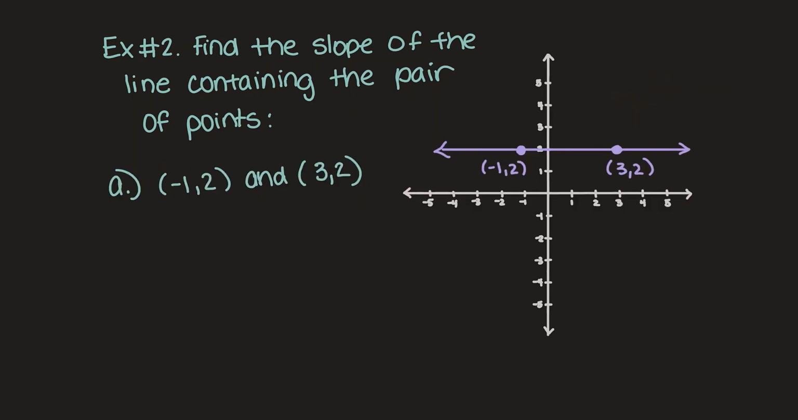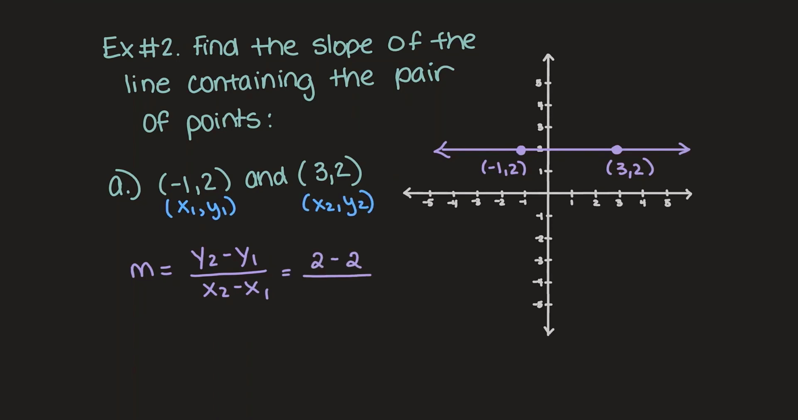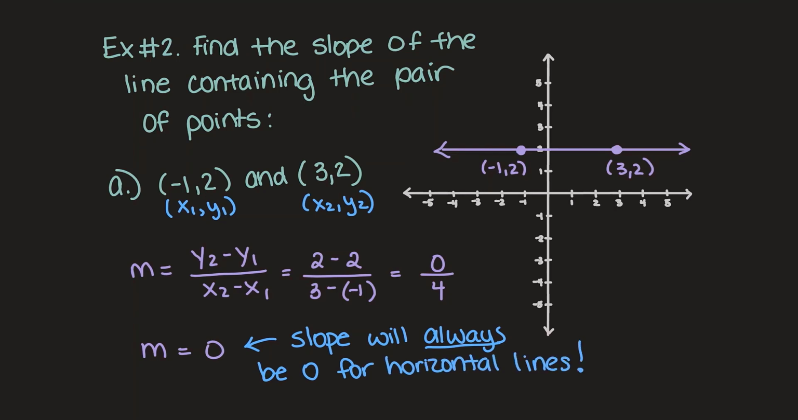Now, to find the slope, we can use the slope formula and plug in our 2 points. We can let this be point 1 and this be point 2. Simplifying, we end up with 0/4, which is just 0. Therefore, the slope is 0. So the slope will always be 0 for horizontal lines, and that's because this line has no steepness to it.